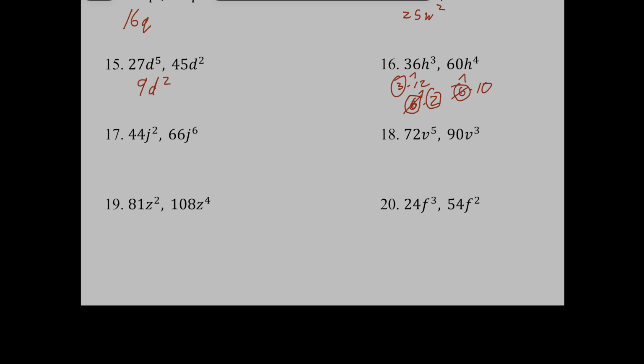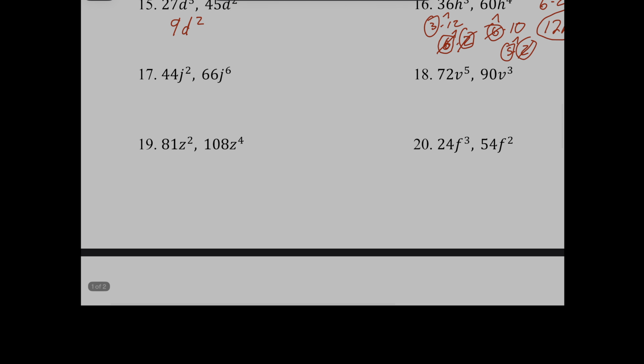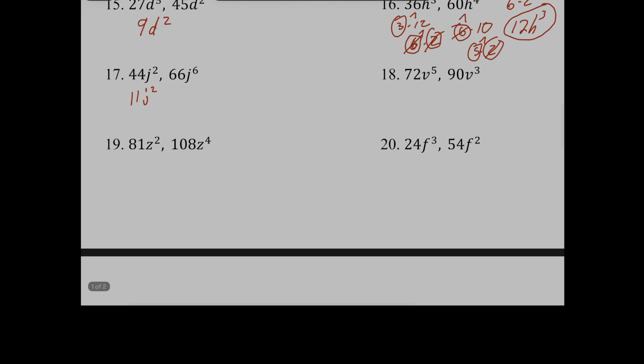So I can see right now that I can already pull out a 6. But I still got to break down that 10, right? Do I have anything else that matches? Yeah, look at those 2s. 6 times 2. Nothing else matches, so I'm left with 12h cubed. That would be my answer. If you pulled out 6, you would get that answer wrong. Okay, number 17, 44 won't go in the 66, but 11 will. 11j squared. Okay, number 18, I see that 9 will go in, but will something bigger than 9?